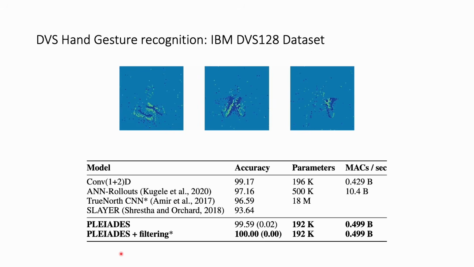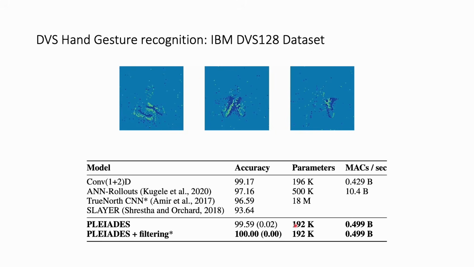So the important thing to note here is that you check out the Pleiades performance with majority filtering. It actually achieves 100% test accuracy. So it completely solves the dataset, trivializing it. This is a pretty major milestone, because I don't think we've ever seen a dataset just being solved in neural network processing.